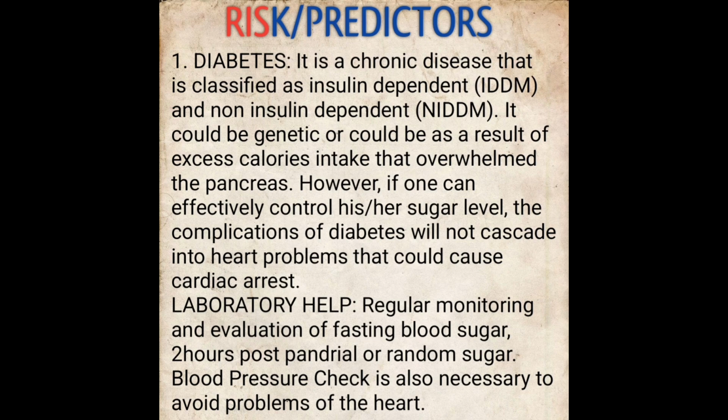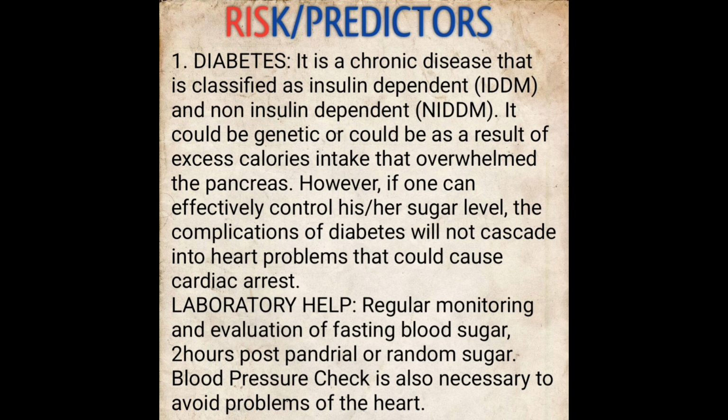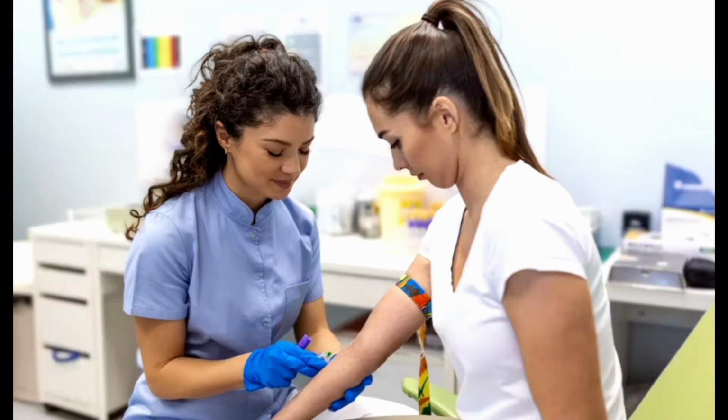Yes, let's talk about the risk factors, or what we may likely call the predictors of sudden cardiac death or arrest. Diabetes is a chronic disease that is classified as insulin dependent or non-insulin dependent. It could be genetic or could be as a result of excess calorie intake that overwhelms the pancreas. However, if one can effectively control his or her sugar level, the complications of diabetes will not cascade into heart problems that could cause cardiac arrest.